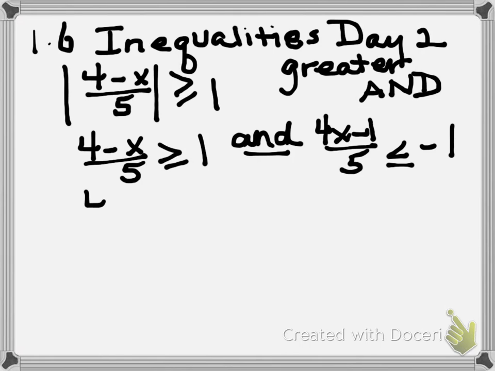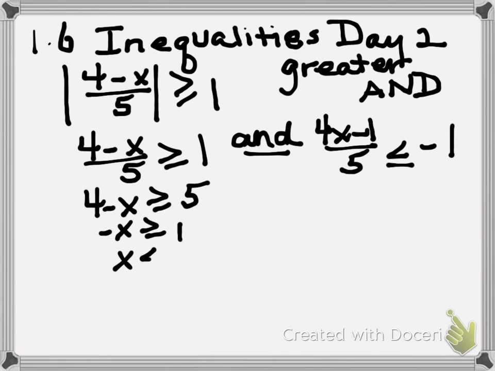Multiply both sides by 5. Subtract 4. And when you're multiplying or dividing by a negative, you reverse the inequality. So we have x is less than or equal to negative 1. Solving the other inequality, multiply both sides by 5.